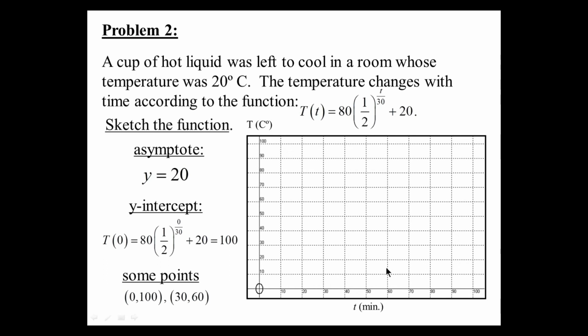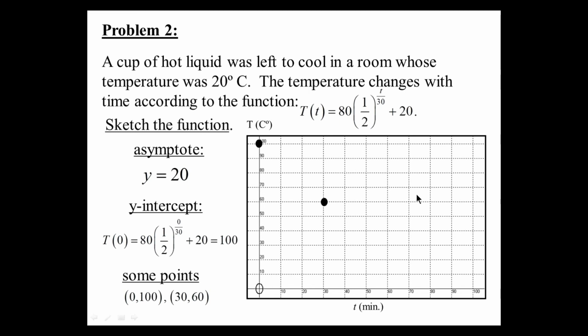Okay, so let's see what we can do. We're going to sketch this. We know the asymptote. We know the y-intercept. Let's put it on. There's the y-intercept, 0, 100. There's 30, 60. It's just an interesting observation. 60 over 30 is 2. Half squared is a quarter of 80 is 20. 20 plus 20 is 40. I'm wrong. It's 60, 40. So it'll go through 60 and 40.